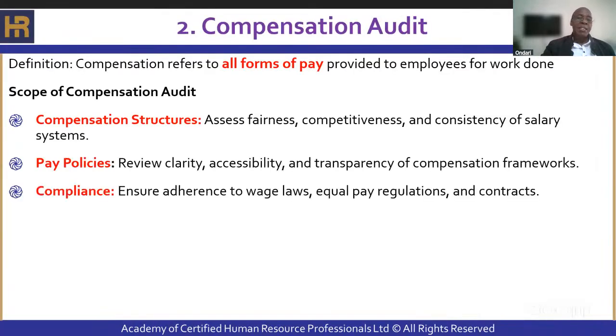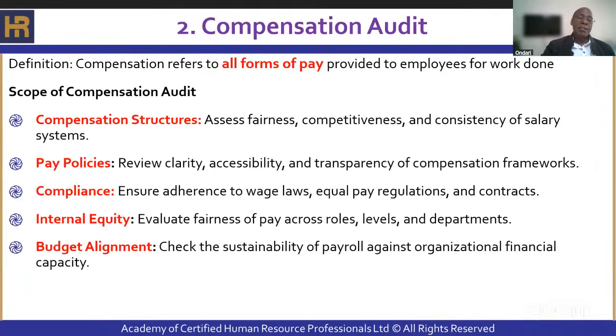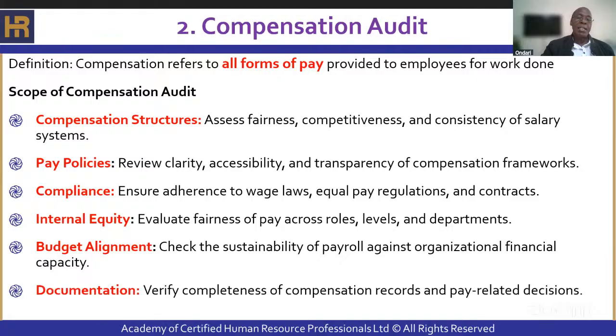The second aspect in this topic, because the subheading was performance and compensation audit. So in compensation, we are looking at all forms of pay. And I mentioned the two forms. One, base pay, what employees are paid consistently for a whole month, for a whole year, and then variable pay. This is payment that changes over time. What is the scope of compensation audit?